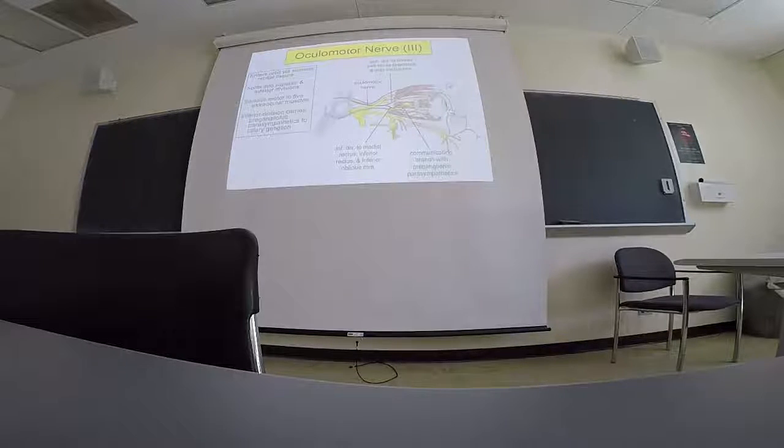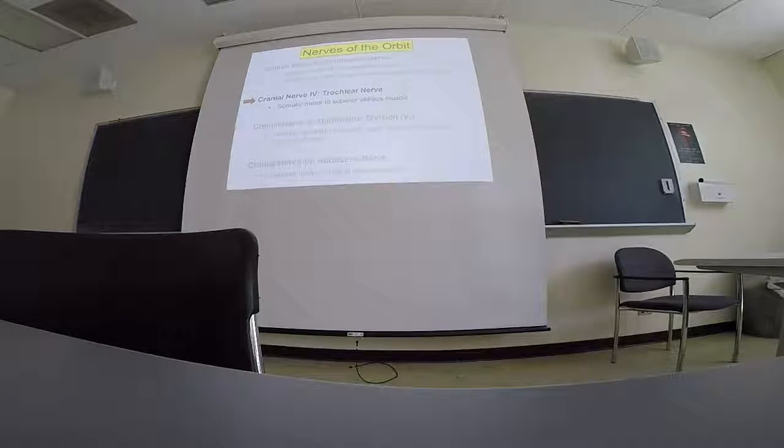The inferior division will head, as the name implies, inferiorly, and will communicate with the ciliary ganglion, and that's the part that will be relaying parasympathetics to that ganglion to innervate some intrinsic eye musculature.